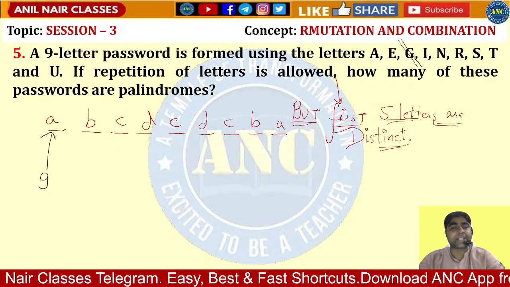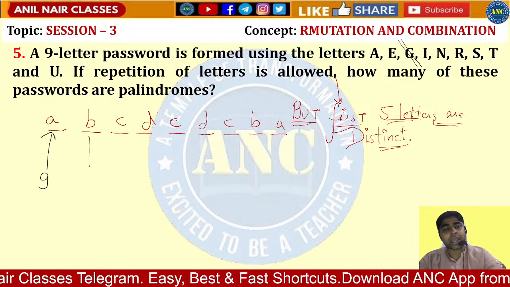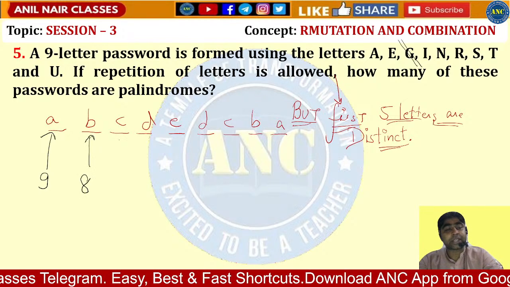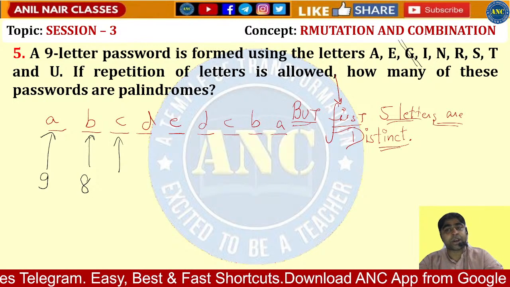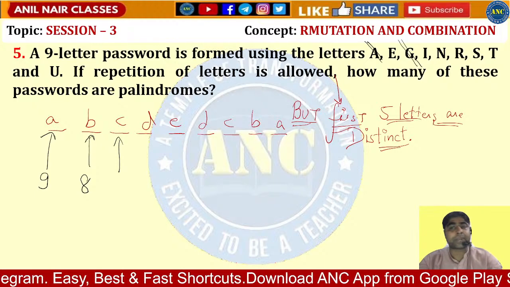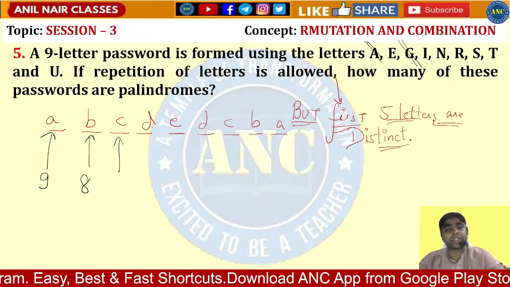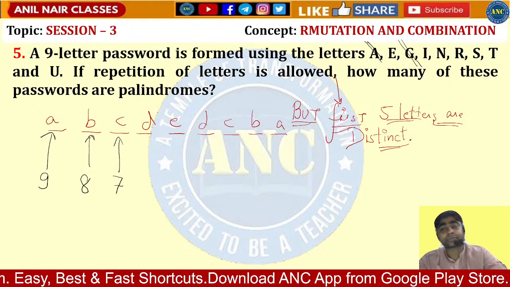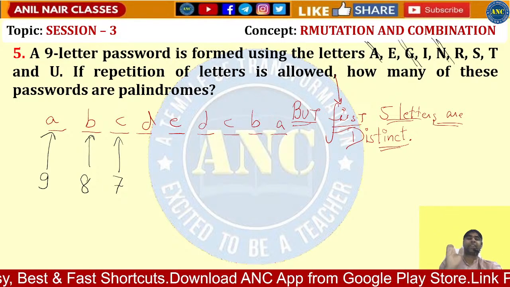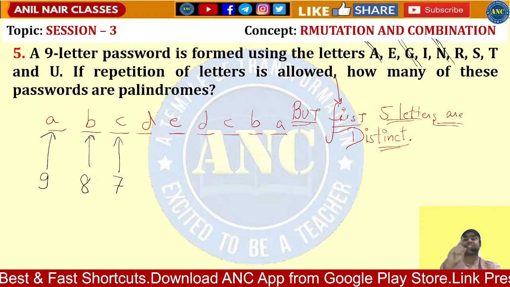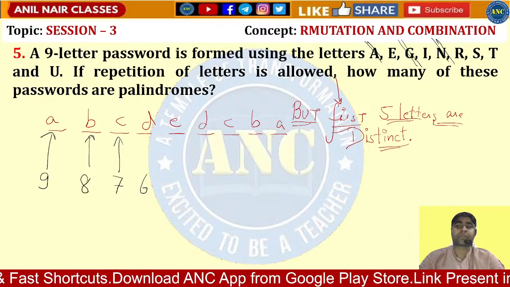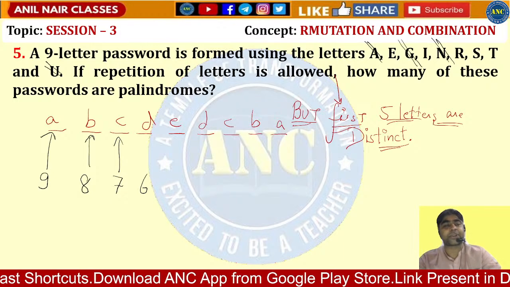Now in the place of B, I cannot place G now. So I have 8 options. In the place of C, let's say I have taken A now. So I cannot place G or A, but I can put the rest of the 7. Let me take N here. So now in the place of D, I cannot place A, G or N, but I can place all the other 6. And if the last one that I took was U.